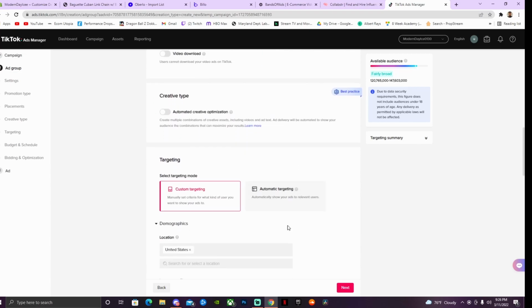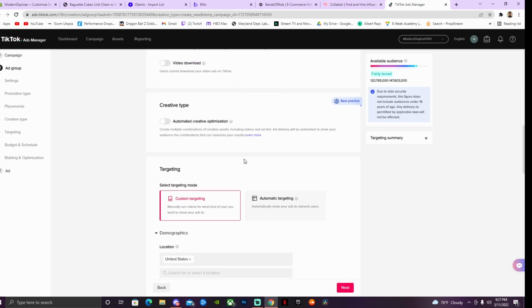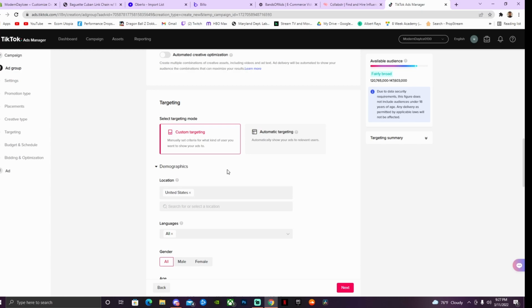When it comes to broad, this gives TikTok the opportunity to target what they feel would be best for your product, for the ad that you're running. TikTok is pretty smart. It's an AI. I'm pretty sure it would be doing what's in your best interest. When it comes to targeting, you can save that for the other ad sets that you plan on duplicating. I like to keep the first ad group, or the first ad set, broad. So I'll have automatic targeting.